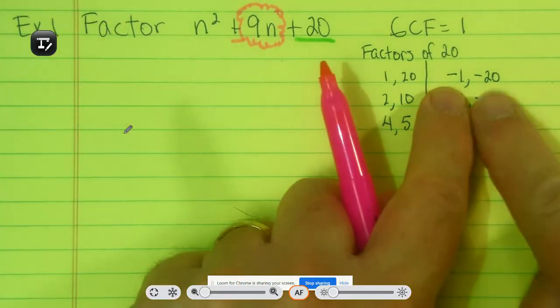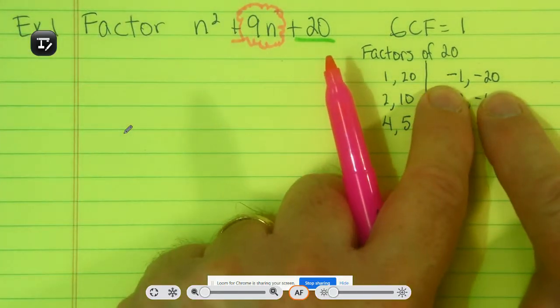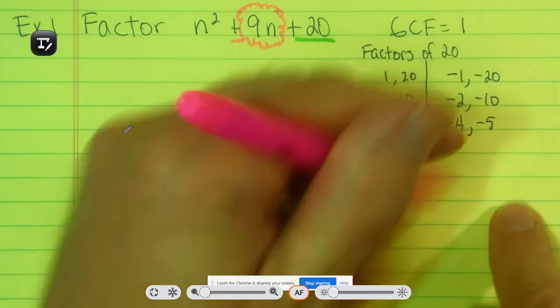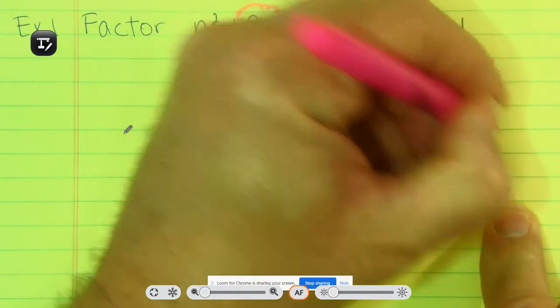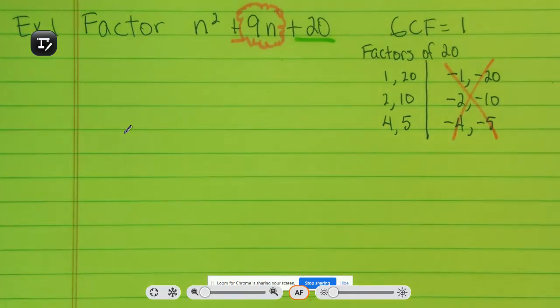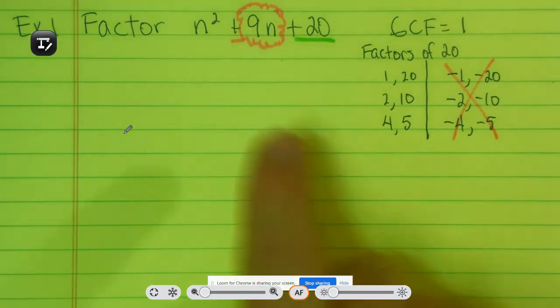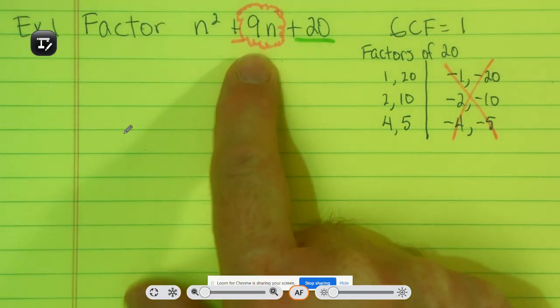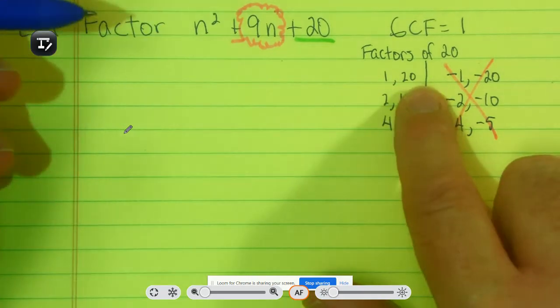Well, if I put negative 20 and negative 1 together, I get a negative 21, negative 12. So I don't even really need to worry about negative possibilities at all here, because I'm looking for a pair that will add in the center to be positive 9. So 1 plus 20 is 21. It's not that one.